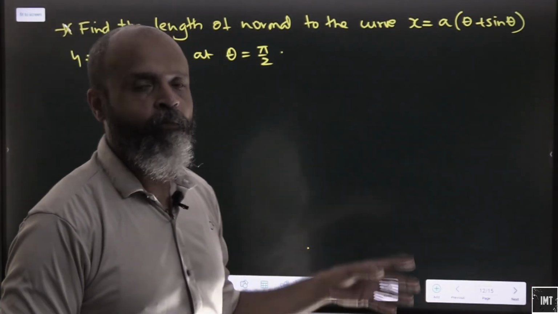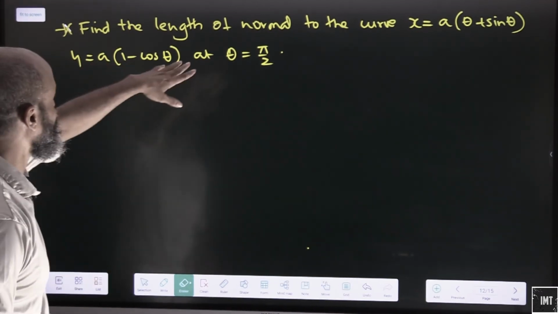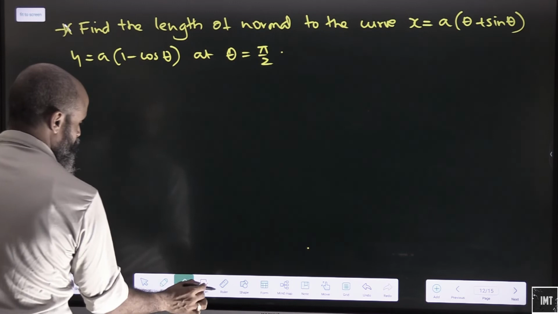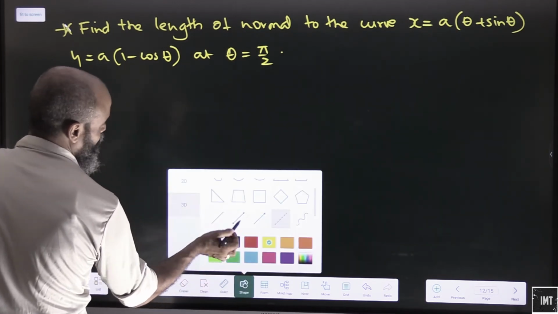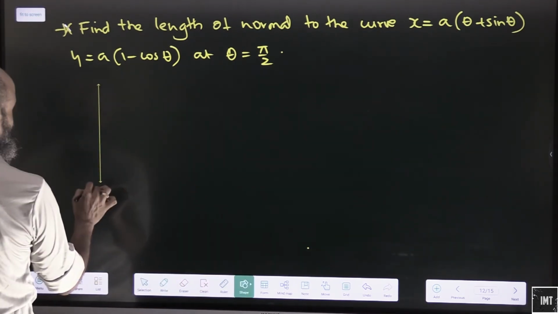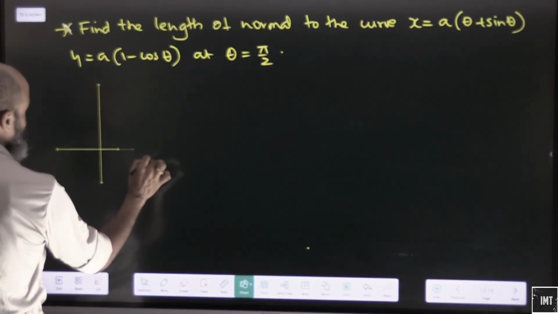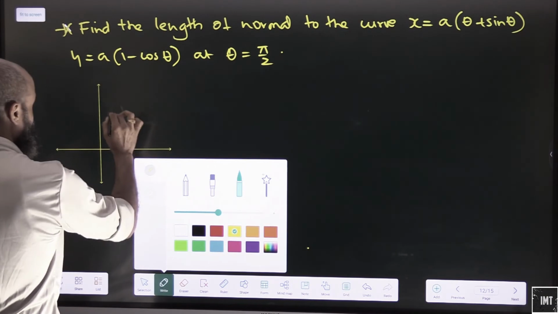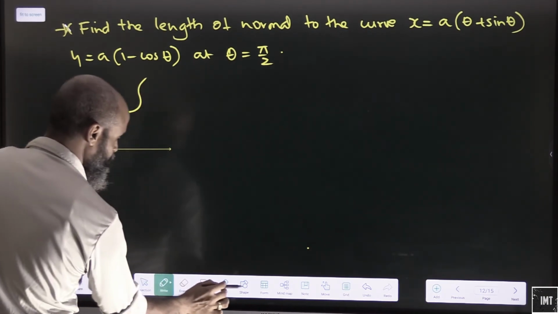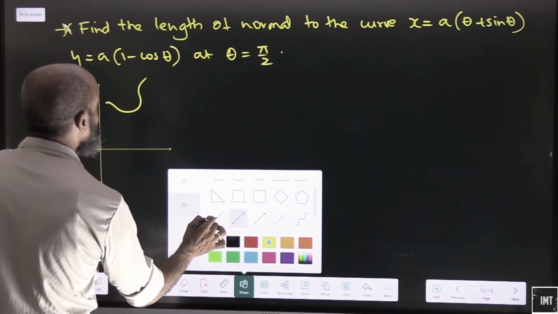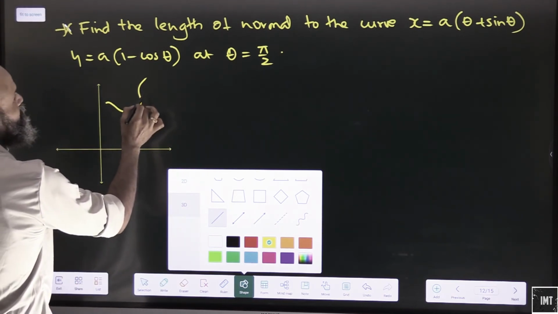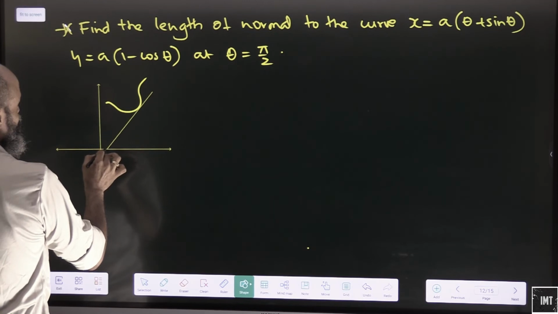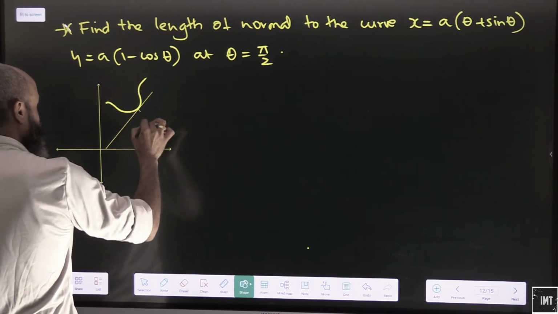Okay, a couple more problems to go here. Find the length of the normal to the curve x is equal to this and y is equal to this. Very quickly, I don't remember it, so I will make a derivation as fast as possible. Here we have, let's say, a curve going like this, and we have to determine the length of the normal to the curve. So we have to determine this value.